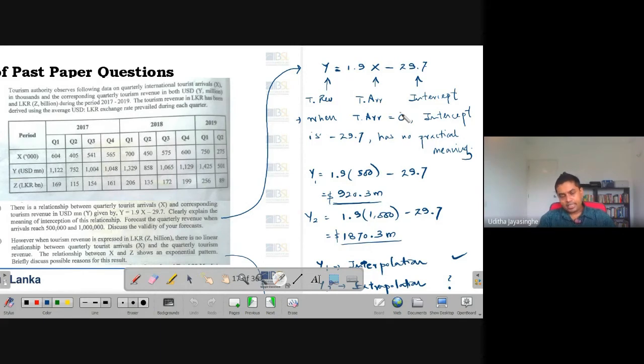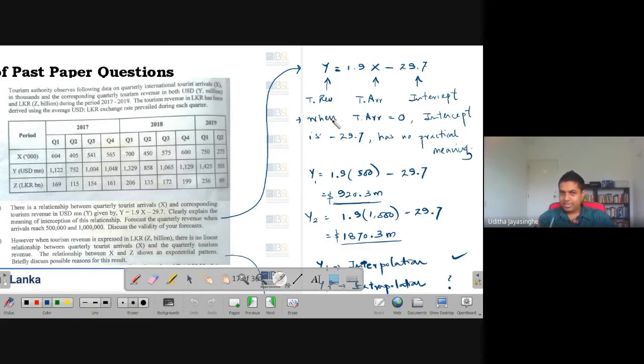The definition would be: when tourist arrivals is equal to 0, there's going to be a loss of 29.7 million US dollars. But then again, in a practical sense, we can conclude that it has no existence or no practical meaning in such a case. As in, when there are no tourist arrivals, if you freeze the industry, technically there is no profit, no loss.